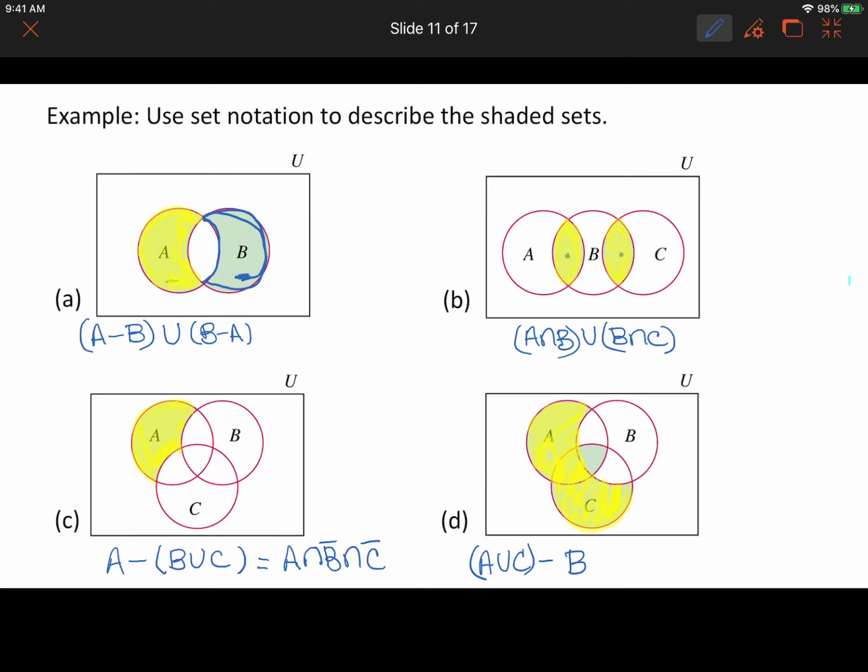Now that's almost what I have, but I need this middle region. And this middle region is the part that's common to all three sets. So what I want to do is union this yellow with A intersect B intersect C. All right. That one's a little more involved, but you can do it. Just think of it one step at a time.